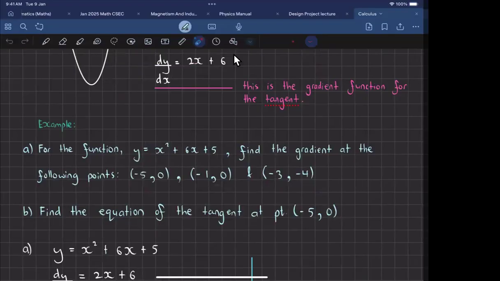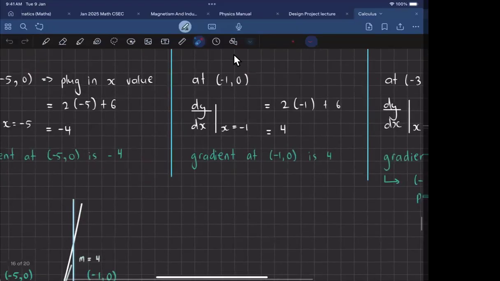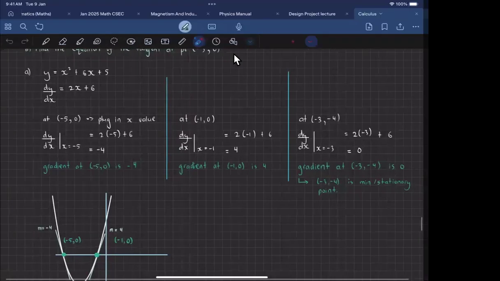Okay, Aliyah, that working will not cut it. You have to say at minus 1, 0, dy dx, x is equal to minus 1 is equal to this. You have to do the proper working, otherwise you're not going to get marks. Right? Aliyah, fix up that working fast and send it back. And I want you to write the statements as well. The statements are there for a reason. So you say gradient at minus 1, 0 is 4. So Aliyah, fix up your working and send it back.